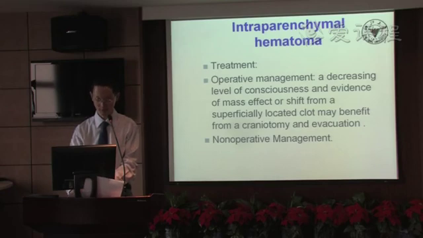Prognosis of patients with traumatic brain injuries and intracerebral hematoma is related to the initial neurological status, location of the hemorrhage, presence of diffuse axonal injury, and intracranial hypertension.